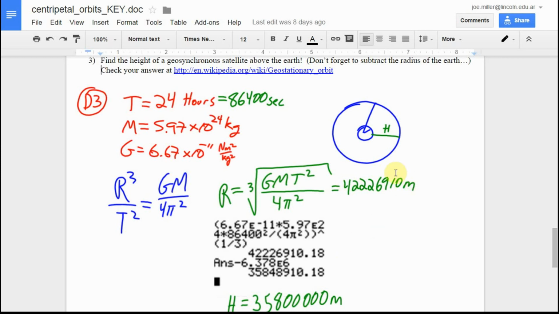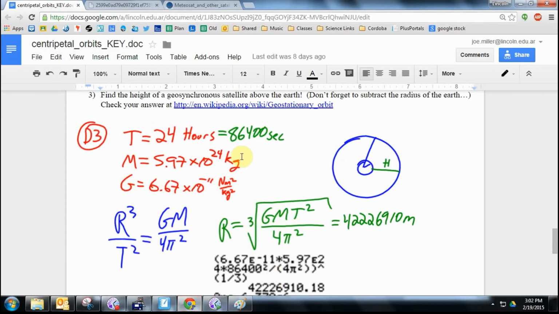This number is from the center of the Earth to the center of the geosynchronous satellite. But what's usually asked is, how high is the satellite above the surface of the Earth? To answer that, we have to subtract the radius of the Earth from this number. So we take the 42 million, subtract the 6 million, and we get like 35 or 36 million. So this is our final answer: 35,800,000 meters above the surface of the Earth.